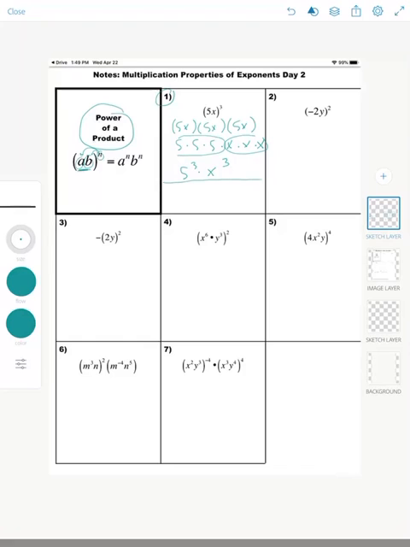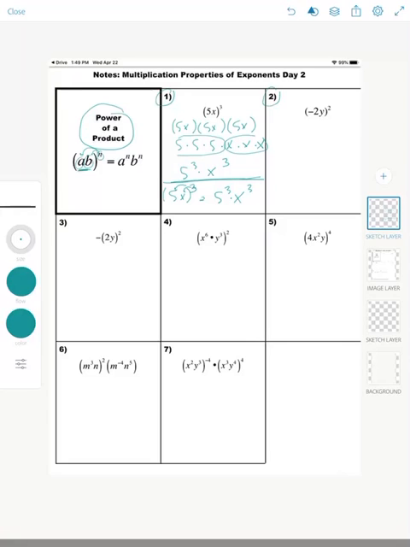So what the rule is, and what a shortcut would do, would be to say, if you have 5x to the third power, this 3 could go to the 5, this 3 could go to the x, and so it just becomes 5 to the third, x to the third. So the same answer, just a little bit quicker if you know that rule. Okay, so on to number 2.